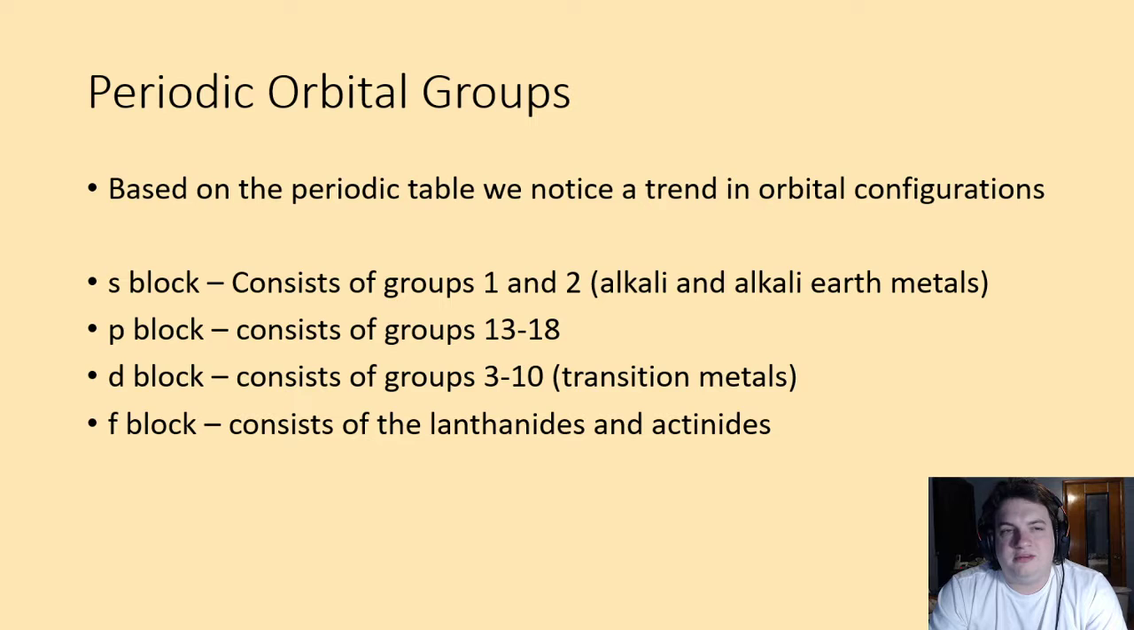So what this means is the last electron in an alkali or alkaline earth metal is going to be in an s orbital. For groups 13 through 18, my last electron is going to be in my p block. For my transition metals, it's going to be in my d orbital, and for my lanthanides and actinides, it's going to be in an f orbital.